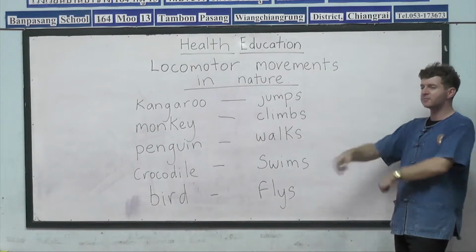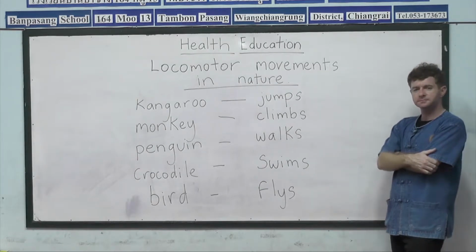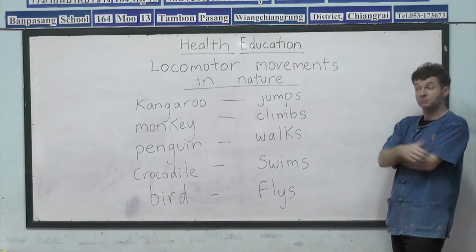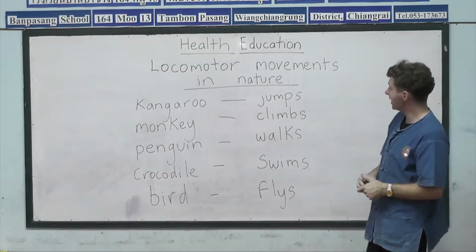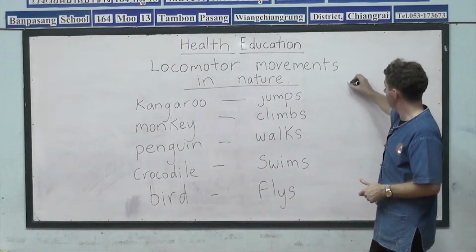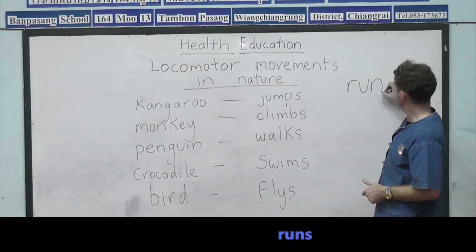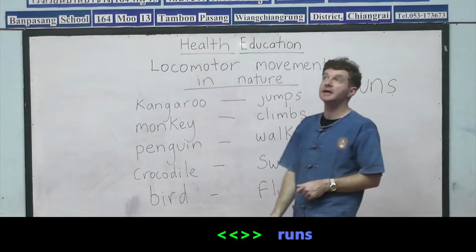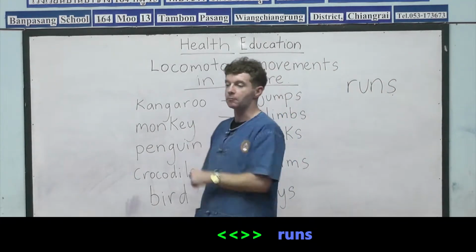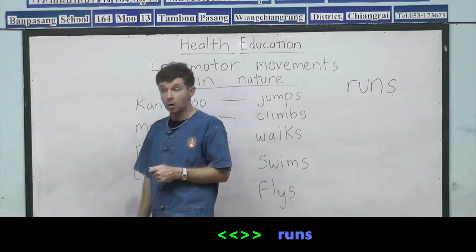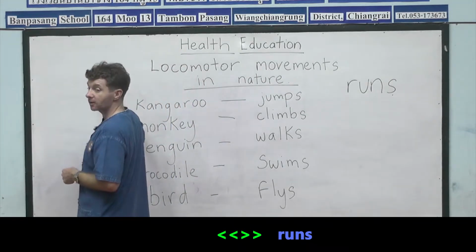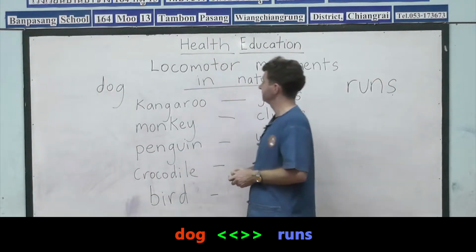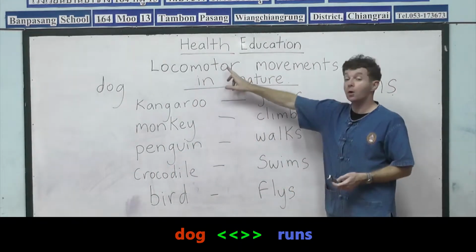Any other types of movements you can think of? Any more? Run. Excellent. Run was one. Have we got space for run? We'll have run here. R-U-N-S, runs. Nadia, give me an animal that runs. Dog. Okay, how do we spell dog? D-O-G. Okay.